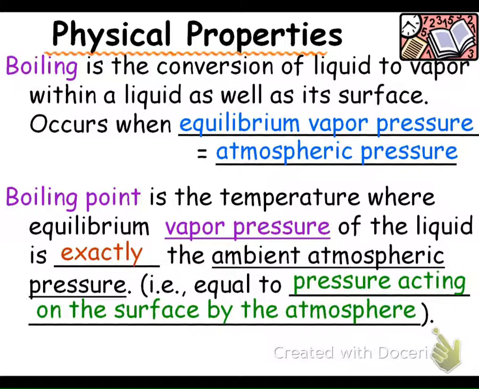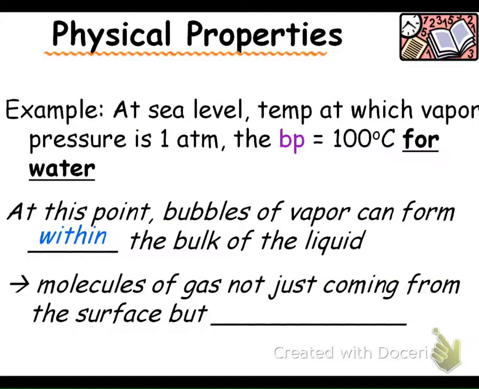Again, the boiling point is the temperature where the equilibrium vapor pressure of the liquid is exactly equal to the ambient atmospheric pressure. Essentially, we can talk about those energies being equal, so those molecules can now get into the gas phase. At sea level, the temperature at which the vapor pressure is 1 atmosphere, the boiling point, is 100 degrees Celsius for water. Most of the time we'll talk about water in this unit, but understand it's not 100 degrees Celsius for all liquids, just for water.